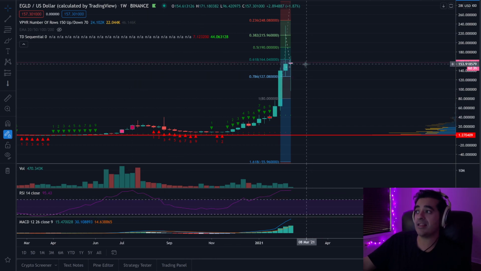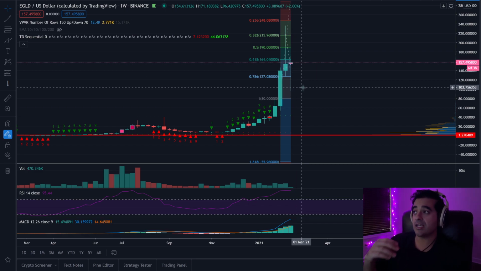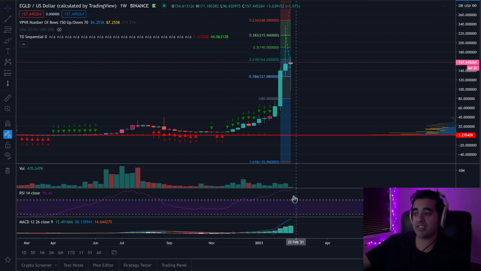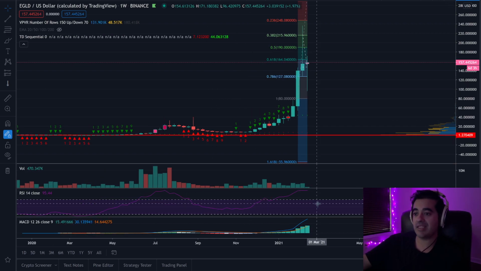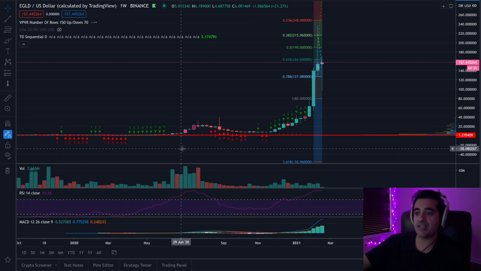Now, that could be telling us that we are looking in the short term for not too much upside, not too much downside. We could be looking for a few weeks of just trading sideways, meaning we could go anywhere from, you know, like 140 to 170. In that $30 range, EGLD could just be stuck there for a while, for a few weeks, for this chart to start evening out and for the weekly RSI to start dropping, because it's very overextended right now.